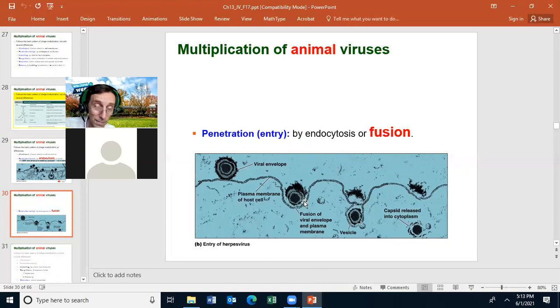This one, when the envelope of the virus fuses to the cell membrane, they just become one, and it's kind of hard to see. But what happens is the cell membrane fuses to the viral envelope, and then the cell membrane goes around the virus, and then this is open to the cytoplasm, and then the virus just falls into or moves into the cytoplasm.